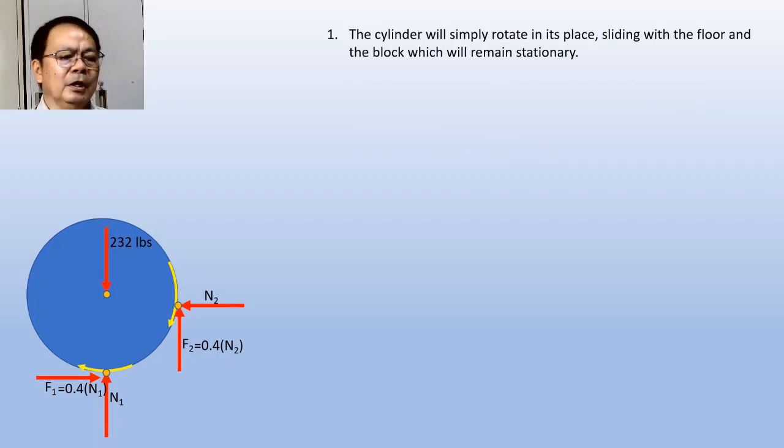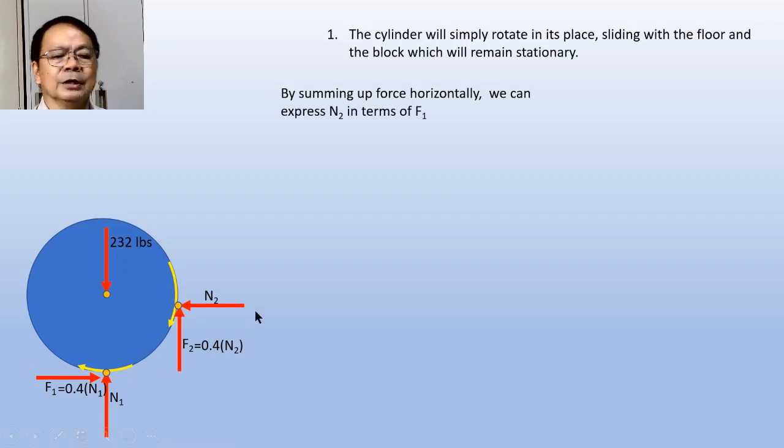At ano nga ba yun? So, pag in-apply natin ngayon yung summation of forces horizontally, sa makatwid, pwede natin i-express ngayon yung N sub 2, itong value na ito, in terms of F sub 1. By summing forces horizontally equal to 0, and we treat the direction of the force to the right as positive, our equation becomes F sub 1, this one, minus N sub 2 equal to 0. And so, N sub 2 will be equal to F sub 1. Diba? N sub 2 will be equal to F sub 1.